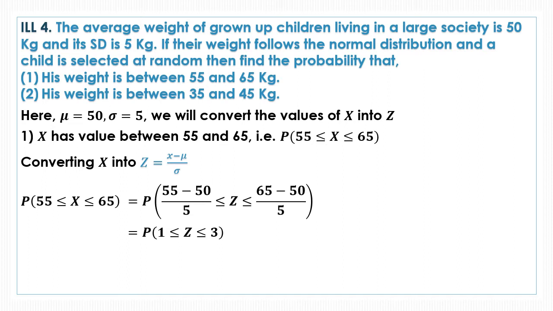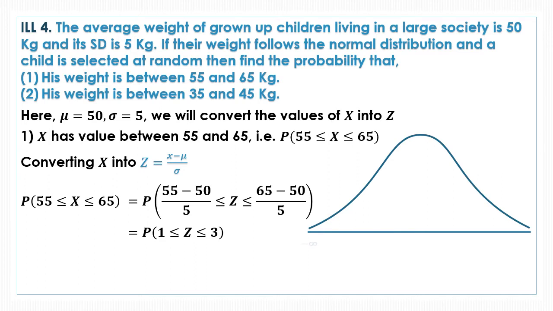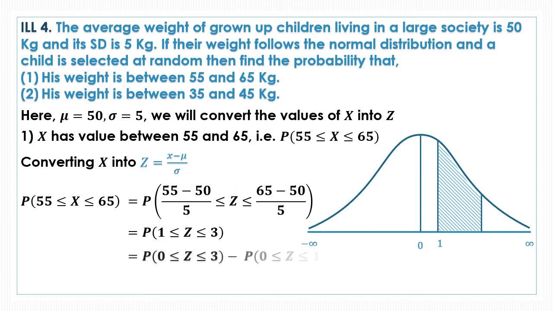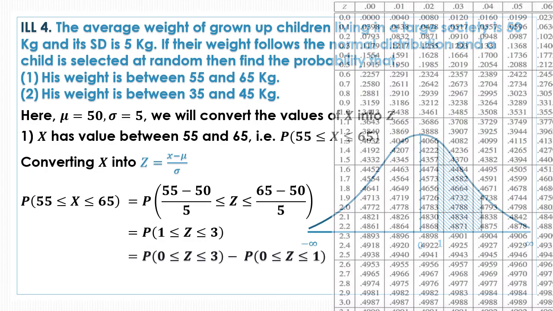Now that means our data is between 1 and 3. So when we draw the normal curve for this value, it will be between 1 and 3. The highlighted part is between 1 and 3. Just looking at the curve, we know that we need to calculate the probability between 1 and 3. So we will be calculating it as the difference between 0 to 3 and 0 to 1. So 0 less than or equal to z less than or equal to 3, minus 0 less than or equal to z less than or equal to 1.